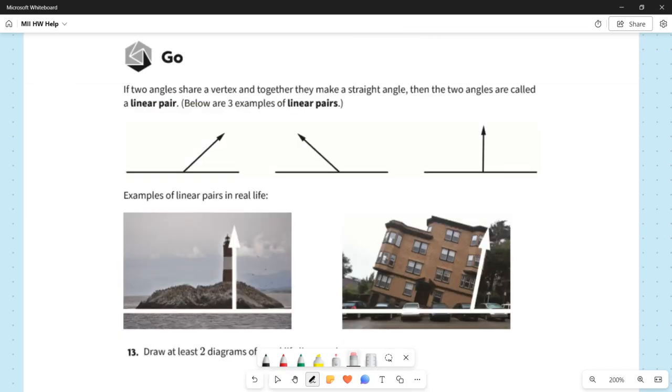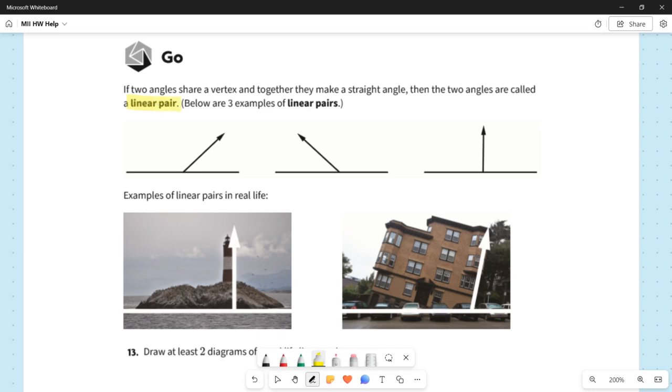Moving on to the Go section. If 2 angles share a vertex and together they make a straight angle, then the 2 angles are called a linear pair. And below are 3 examples of linear pairs. So we're going to want to remember what a linear pair is.